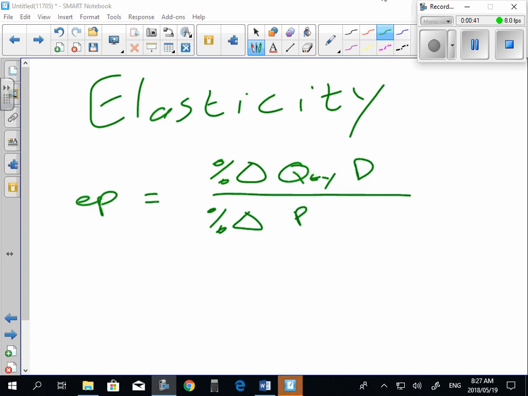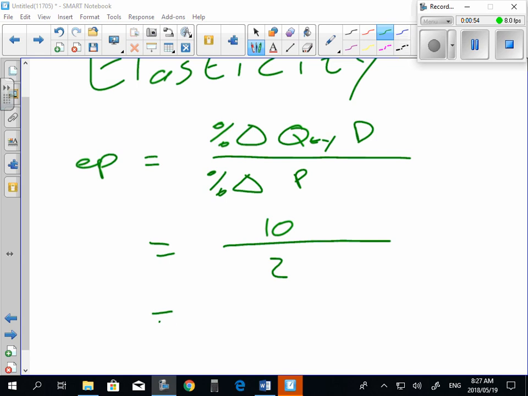So if you had to substitute any values into that, let's say when price changes by 2%, quantity demanded changes by 10%, all right? If you had to solve that, you would get an answer of 5, okay? Or rather, think about your law of demand. If price decreases, quantity demanded will increase. So if you had to divide 10 by -2, you would get a minus answer, -5.